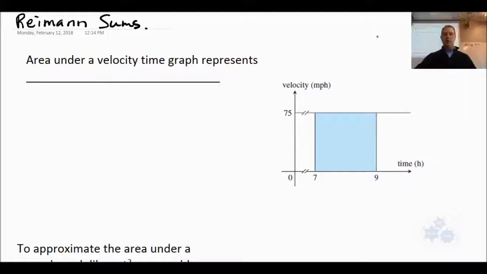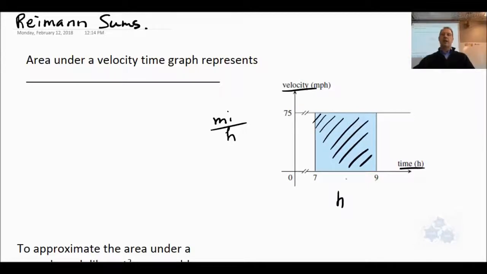Well, we're going to start with the fact that if you have a velocity versus time graph, like this one, this is some object traveling at 75 miles per hour. So I'm just going to put miles per hour over here, and traveling from 7 hours to 9 hours. So this is hours down here.